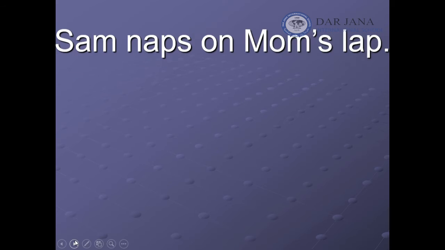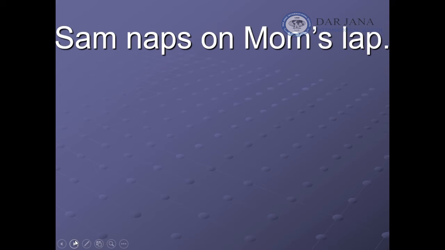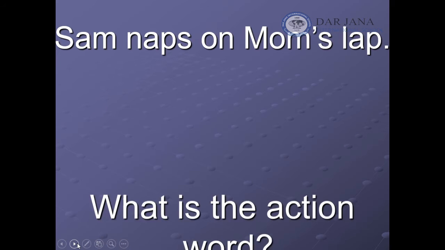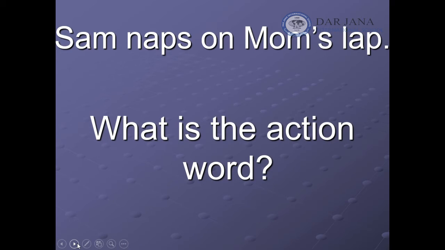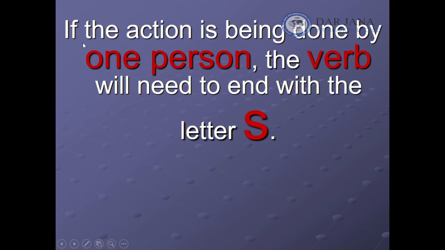Okay, now let's look at this sentence here. Sam naps on Mum's lap. What does Sam do? Can you find the action word or the verb? So what is the action word? It is naps. Good work. Now, if the action is being done by one person, the verb will need to end with the letter S. So if it's done by one person, we need to add the letter S to the verb.